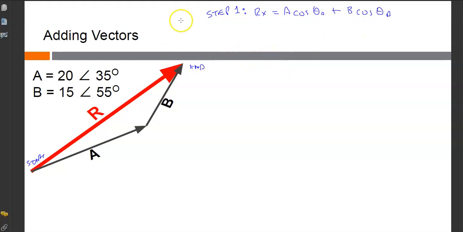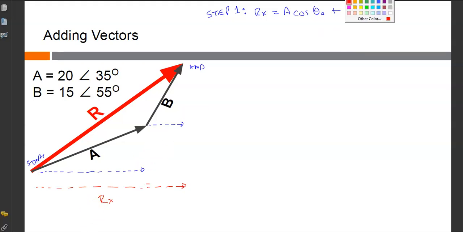And what happens when we're doing that, we're adding these two things. A cosine theta A would be the x component of A. See how A takes us to the right, and then B takes us a little farther to the right? Well, if I were to add those two pieces, that would get me the total distance to the right. Like there, that would be r sub x. And it would be made up of a sub x and b sub x.